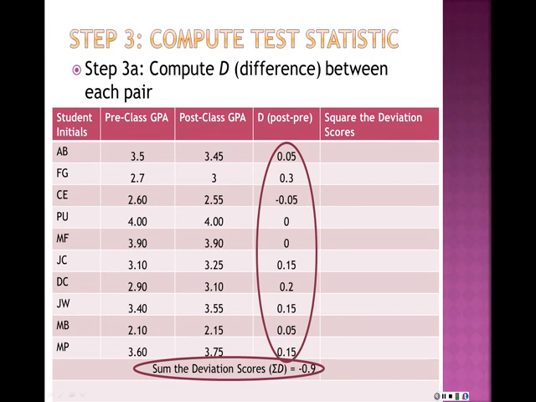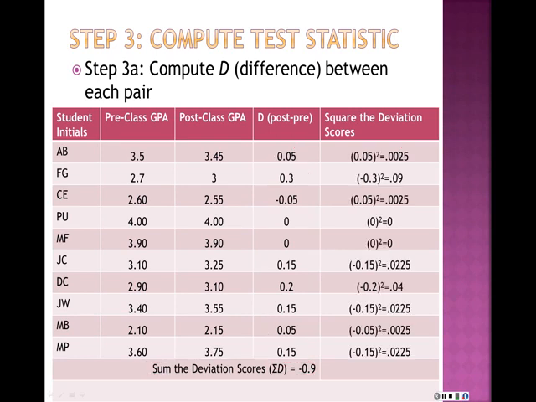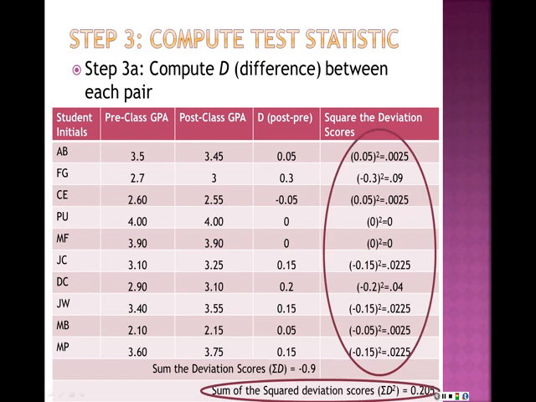So after we calculate our D-score, we then sum our deviation scores. So this is the sigma D here. So it's the sum of the deviation scores. Then what we need to do is square those deviation scores. So the difference between the pre and post, we square those, and then we sum those together, and we get the sum of the squared deviation scores. So this symbol here, sigma d squared, is the sum of the squared deviation scores.